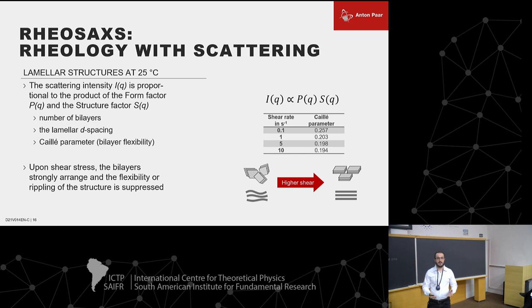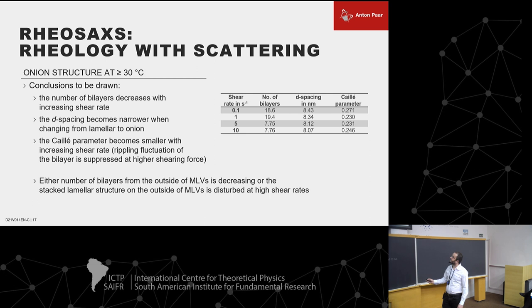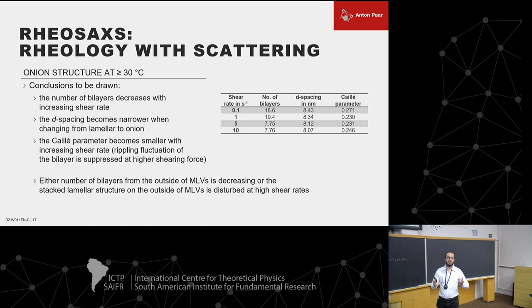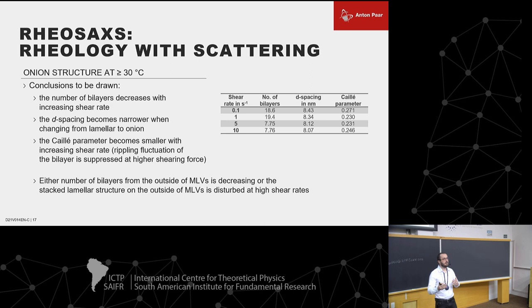When we raise the temperature to 30 degrees, we can see higher Caillé parameters. This indicates that the morphology of these molecules is not lamellar anymore. It changes to an onion-like structure. So this is an interesting property of this specific surfactant. The solubility decreases with temperature. So it's really important. We have several surfactants that can be used, so it's important to know which property is better or worse in this kind of material at these conditions, temperature and shear rate.